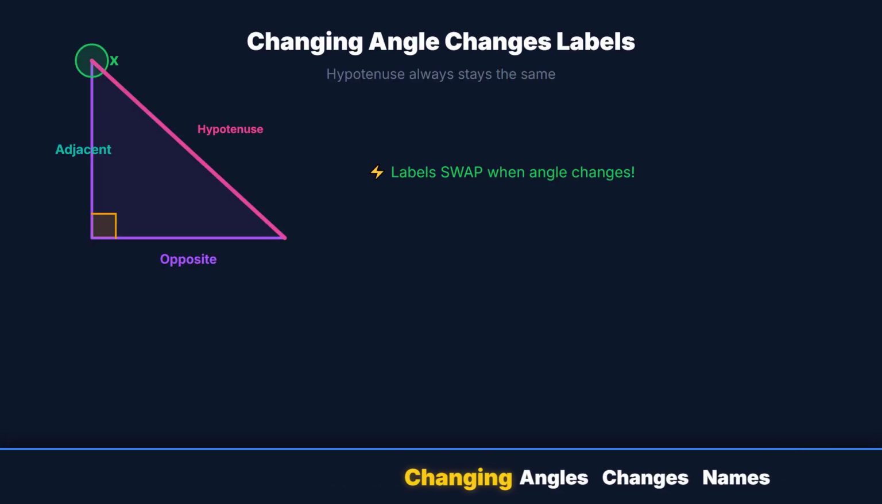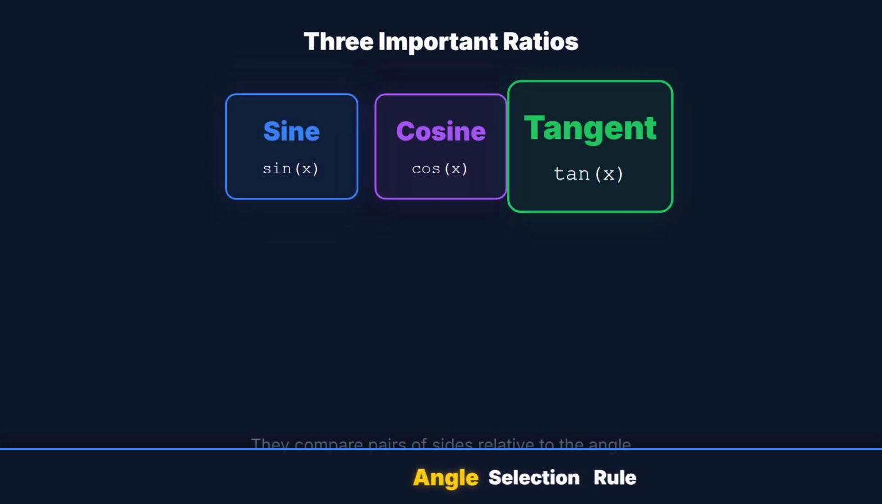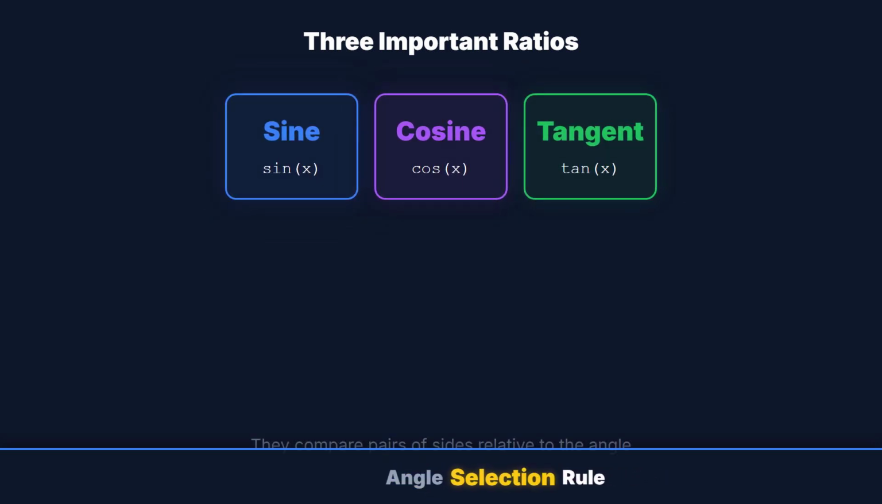If you choose another angle, the opposite and adjacent sides change. Only the hypotenuse stays the same. That is why you must always identify the angle first. There are three important ratios: sine, cosine, tangent. They compare different pairs of sides.